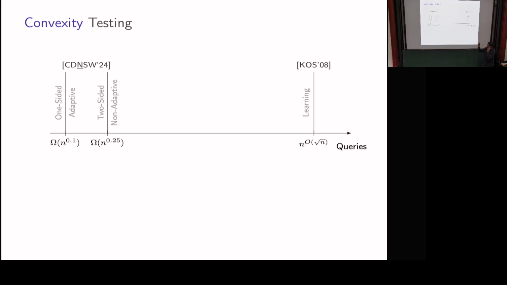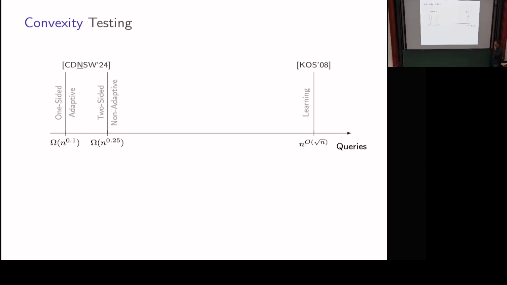A one-sided algorithm, in case you care, is one which must always accept a convex set. Two-sided means it can make errors. Non-adaptive means it decides the points it's going to query in advance. Adaptive means the next query can depend on the answers received so far. All of that doesn't matter so much, we just prove the polynomial lower bound. But there's a big gap over here, and this is a nice question, and I wish we could make more progress on it.